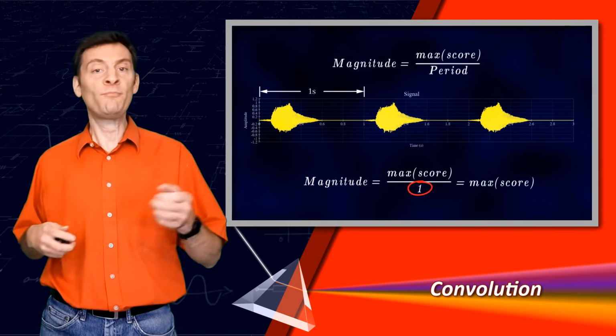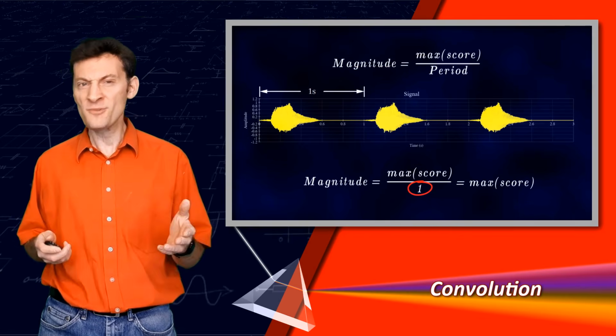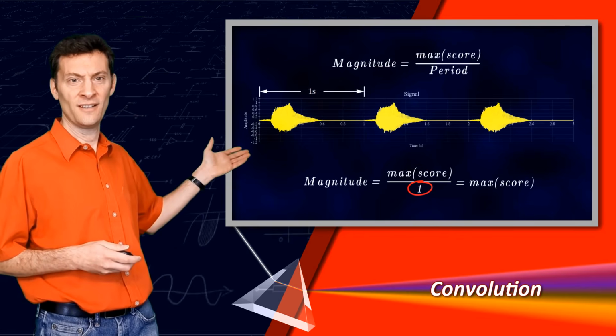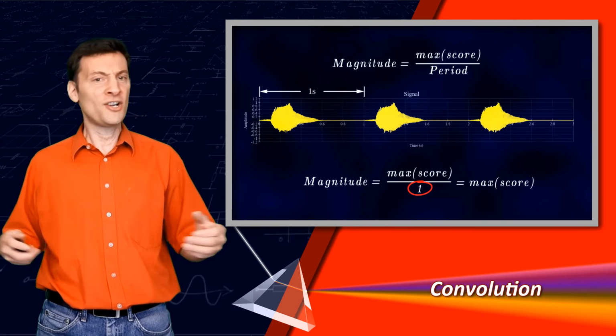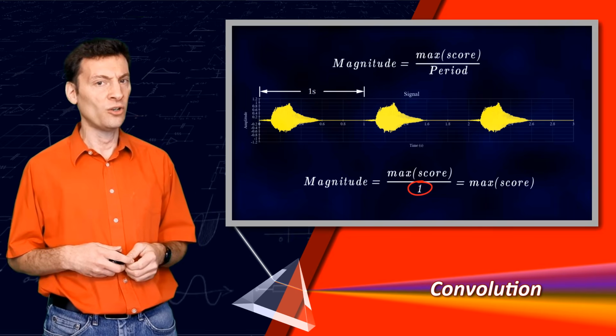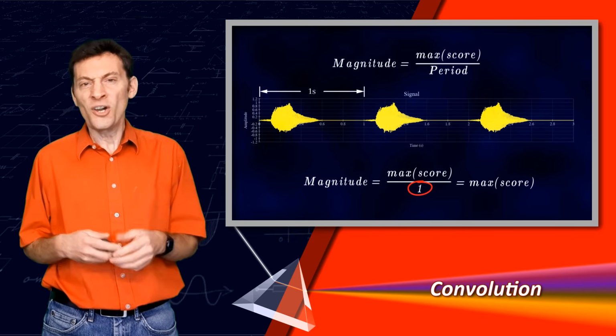Okay, so I've found the 3 properties of one of the sinusoids in my signal, but there are 40,000 sinusoids in this signal. If I have to convolve each sinusoid over the whole of my signal and try and identify the maximum score, we're going to be here for a very long time. Isn't there a quick way of doing it?